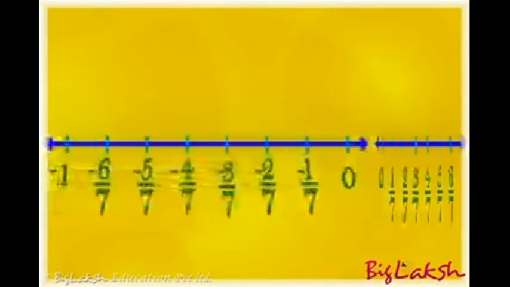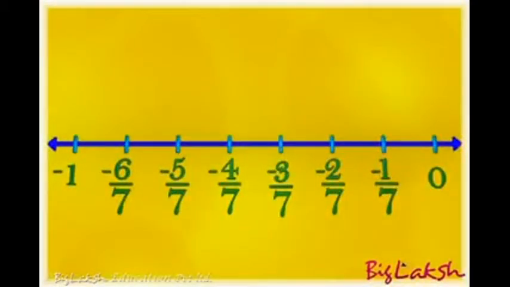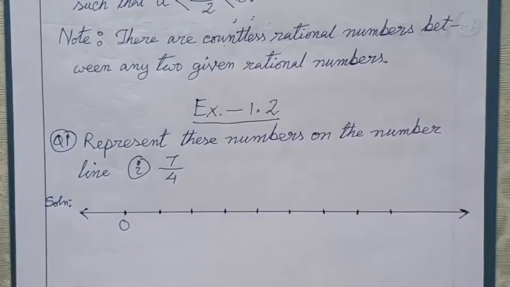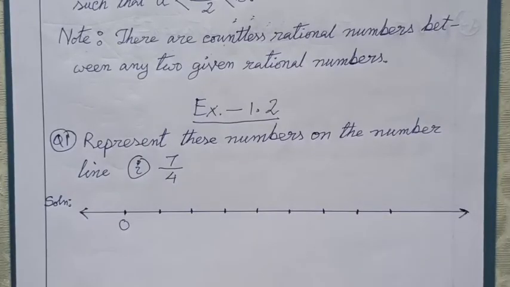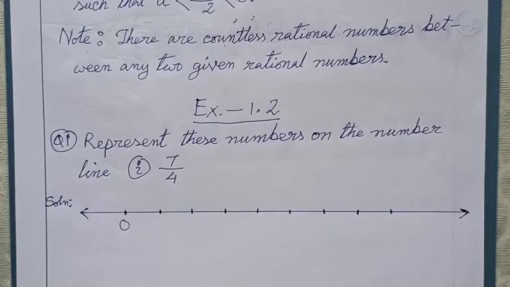Similarly, we can represent negative fractions on the number line. As you can see, -3/7 has been represented on the number line. Now I hope that you have some idea about the number line.